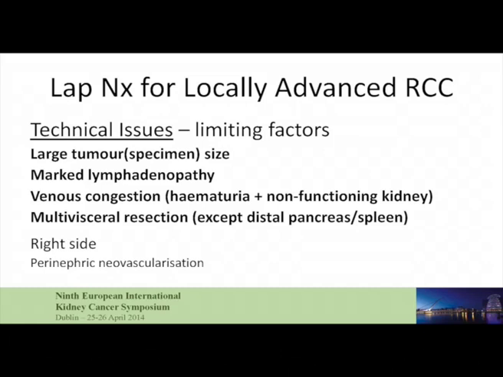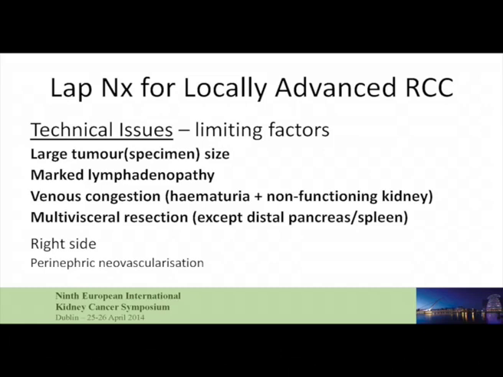The factors to consider are the large tumour, or really the overall specimen size rather than the tumour itself. Perinephric fat is a major consideration. Cases in which there is marked lymphadenopathy, which often obscures the vascular anatomy, where venous congestion is present with hematuria and non-functioning kidney being hallmarks, and this is often an index of tumour thrombus in a vein and venous infarction of the kidney, and where multivisceral resection is required, with the possible exception of distal pancreas and splenic involvement, as these are standard procedures performed by general surgeons.